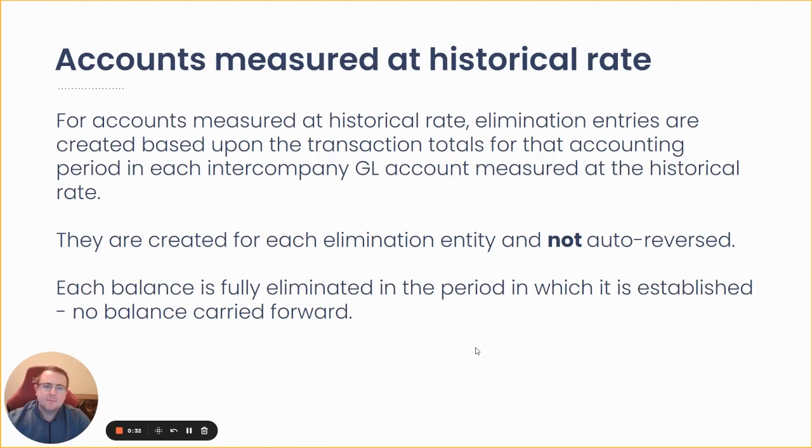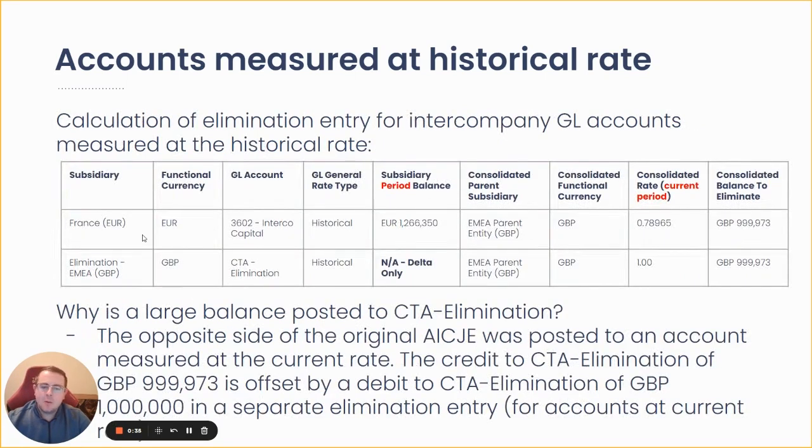Let's take a look at an example. In this example, notice that we have a balance within our French entity measured in euros. It's an intercompany capital balance with a euro balance of 1.266 million euros. That balance is measured by multiplying against the historical consolidated exchange rate for that currency pair of 0.789 to produce a GBP equivalent of just shy of 1 million GBP.